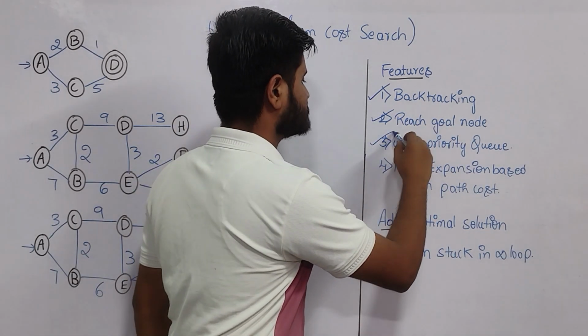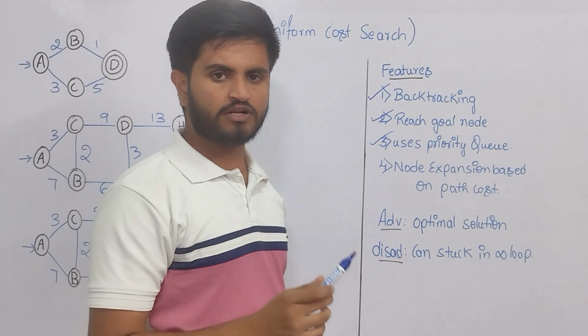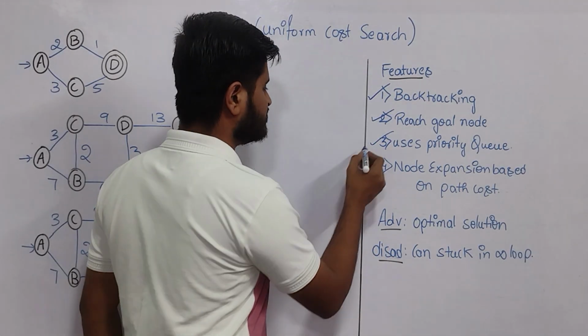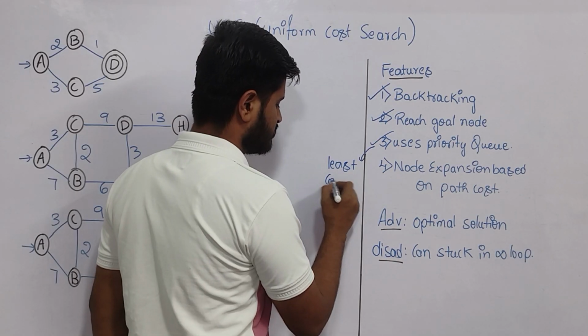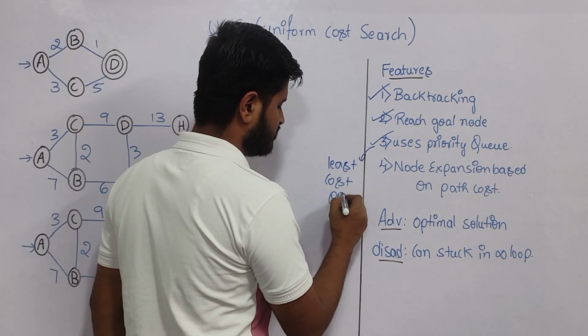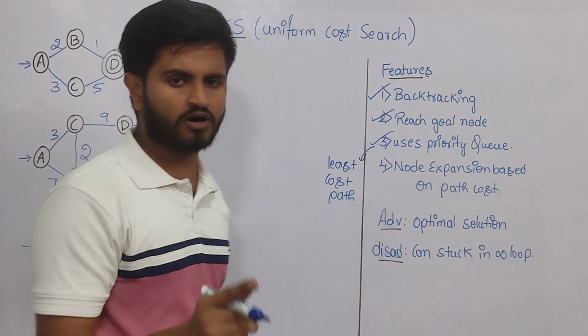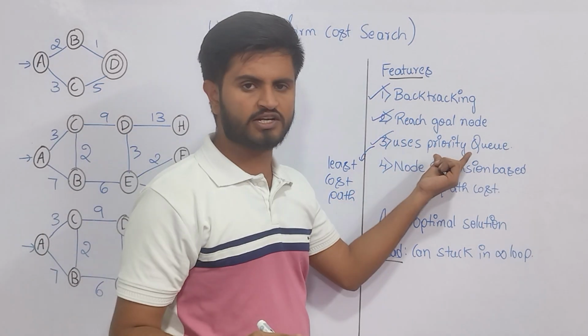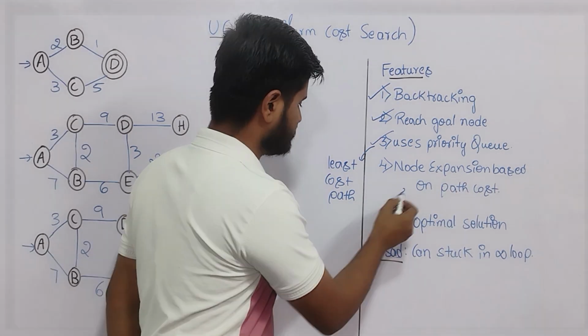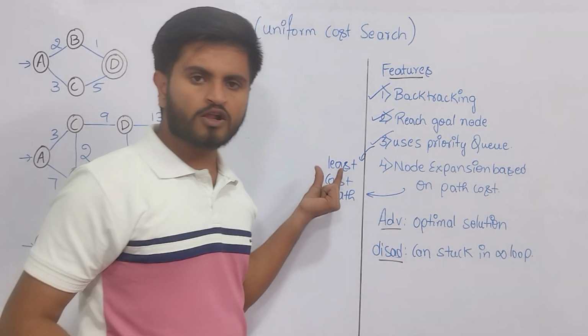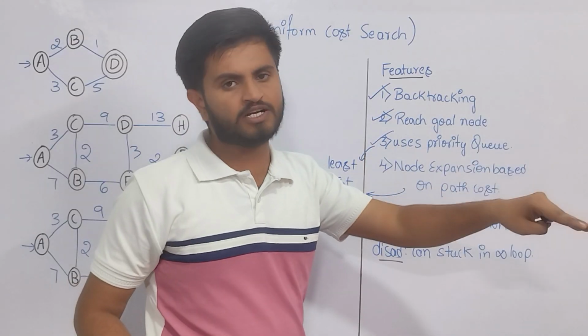Next, it uses the priority queue. So what will be the priority? Least cost path. So which path will have the least cost? It will give the priority to that. Next, node expansion based on cost path. So as I said, whichever has the lowest cost, we will be moving with that path.